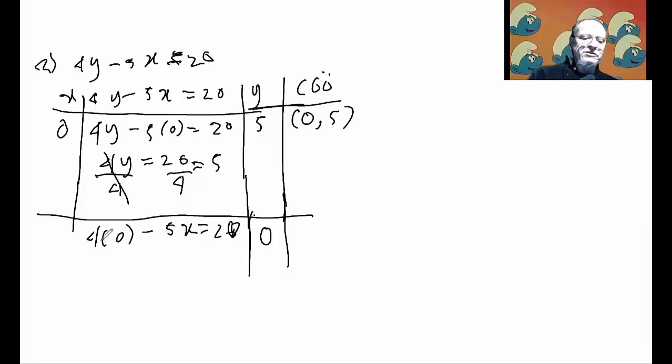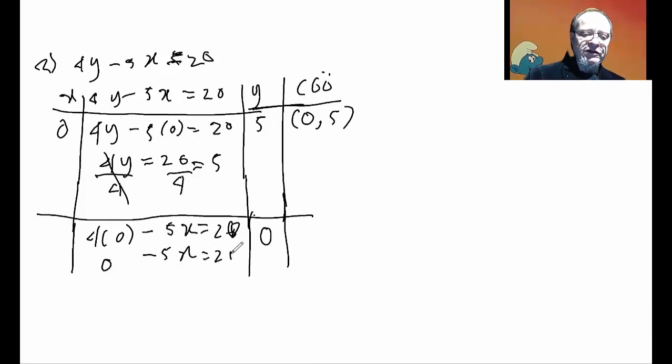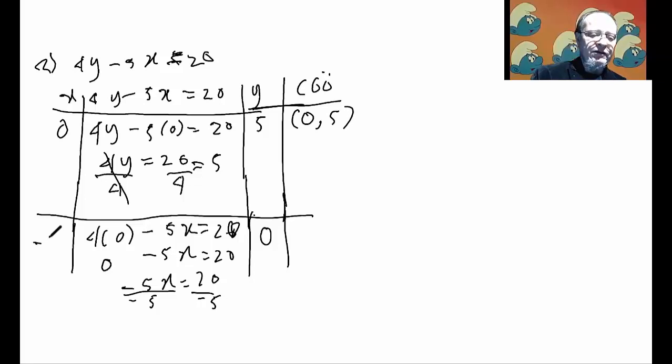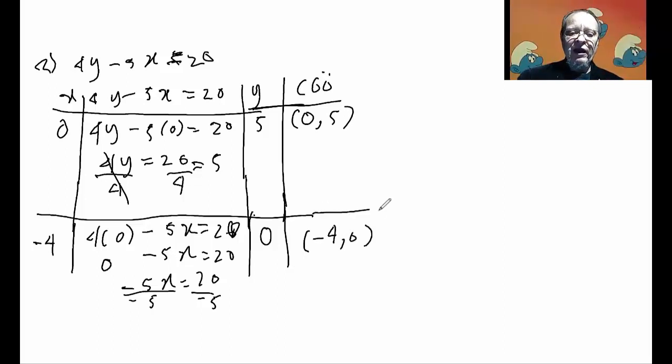Well, anything times 0, 4 times 0 is 0, so that's 0. Minus 5x is equal to 20. And we divide both sides by negative 5. And that means that our x will be negative 4. So that means the coordinate we'll have is negative 4, 0. So now in order to graph, we're going to plot those 2 points. And I'll show you how to plot that on the PowerPoint.